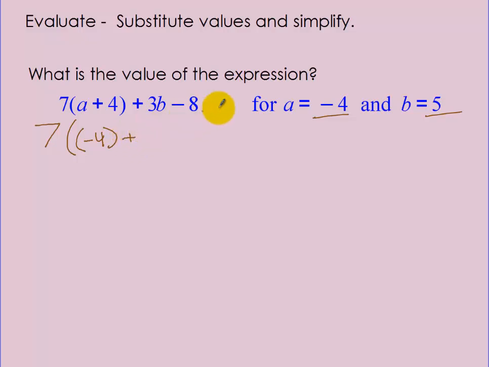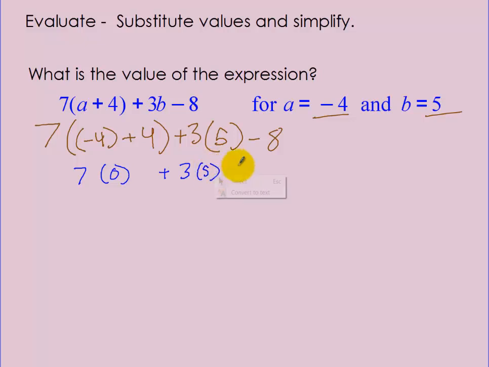So negative 4 plus 4, plus 3, and then I'm going to do parentheses b, so 5. So 3 times 5 minus 8. Now follow my order of operations. Do parentheses first. Negative 4 plus 4 becomes 0. So I've got 7 times 0 plus 3 times 5 minus 8. And then my next step: 7 times 0 is 0, so that goes away. 3 times 5 is going to be 15 minus 8. My last step, 15 minus 8, is going to be positive 7. So my answer is 7.